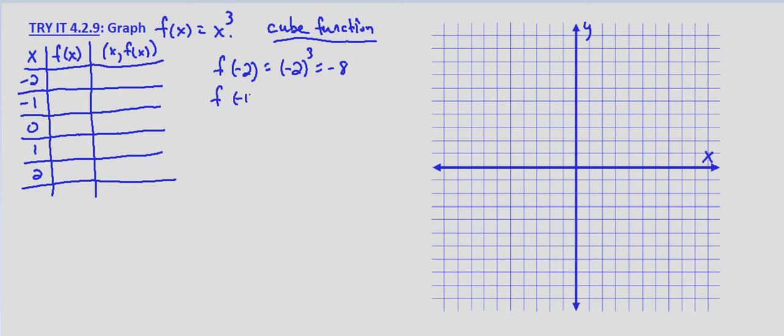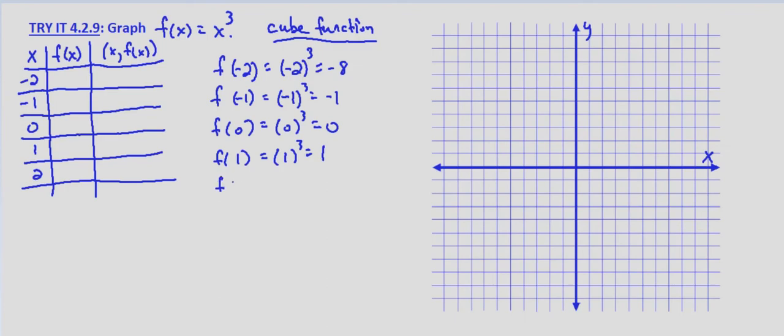F of -1 equals -1 cubed, which equals -1. F of 0 equals 0 cubed, which equals 0. F of 1 equals 1 cubed, which equals 1. F of 2 equals 2 cubed, which equals 8.